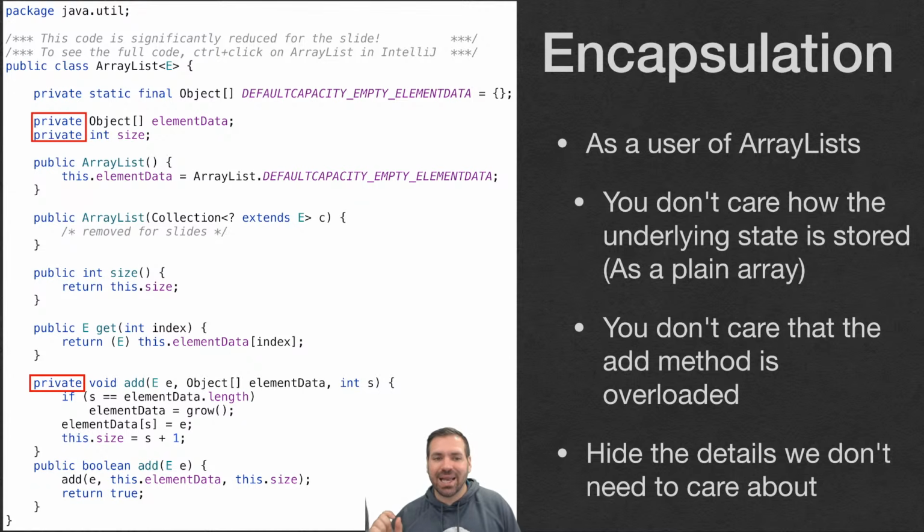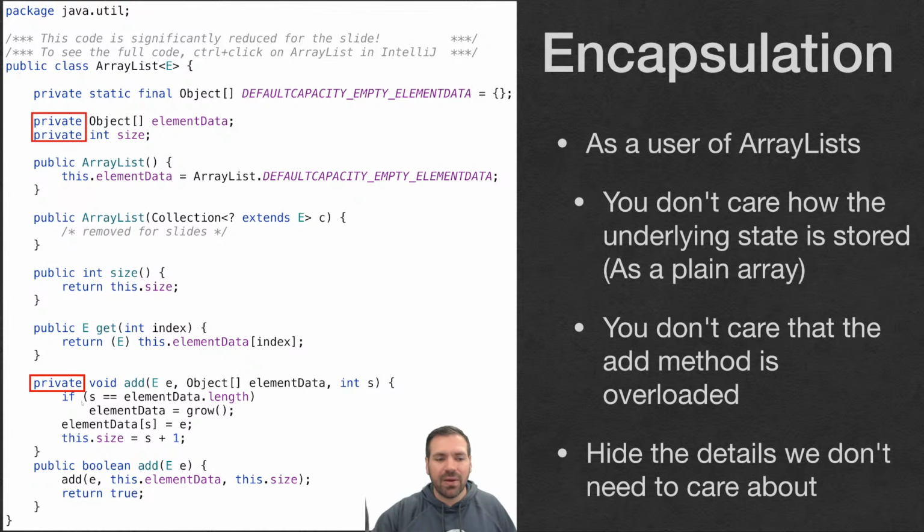And this is the concept of encapsulation. Encapsulation is where we're hiding the details. The developers of the ArrayList class said, nobody needs to care about this stuff. If you're just using an ArrayList, you don't need to care how we actually implemented the functionality of an ArrayList. So let's just hide that.